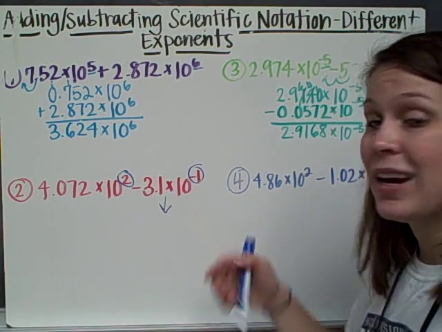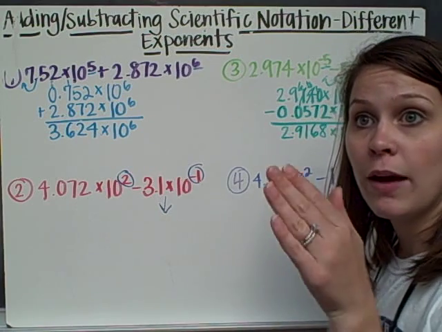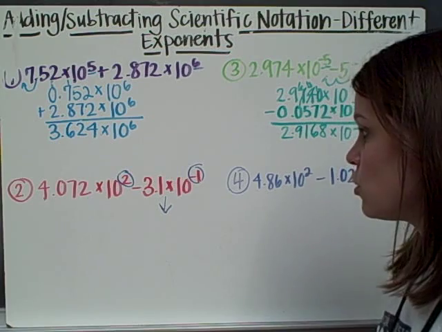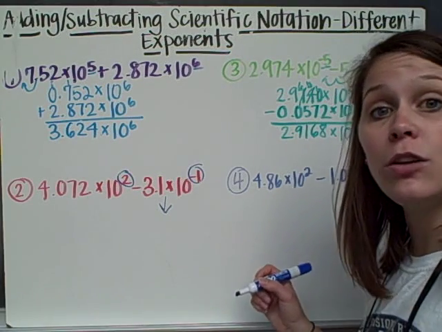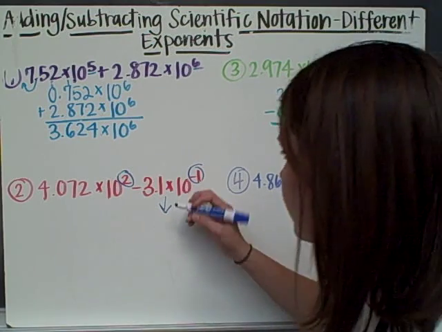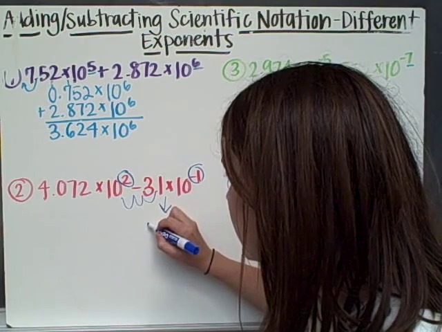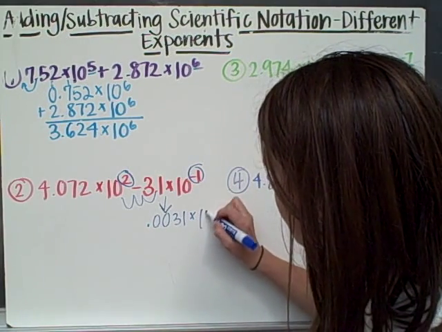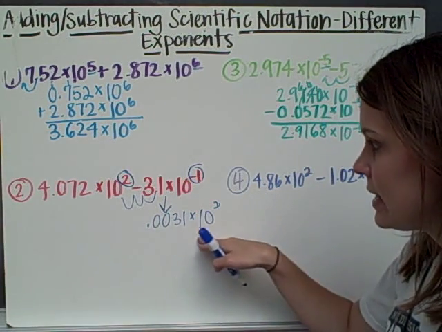Well, if we're at -1, if you think of a number line, to get to 2, you have to move from -1 to 0, and then to 1, then to 2. So you're going to be moving the decimal 3 places, and we want to increase the number, so we're going to move them to the left. So when we move it 1, 2, 3 places, we have 0.0031 times 10 to the second power.